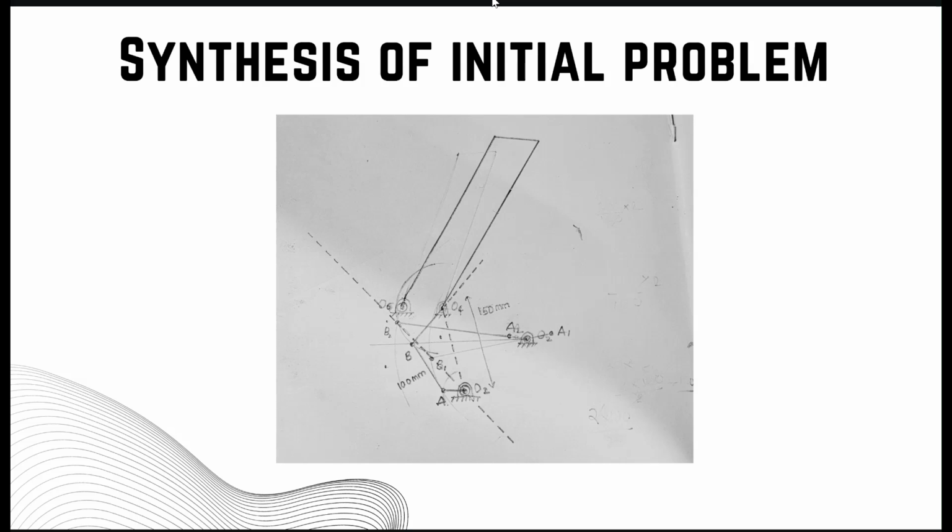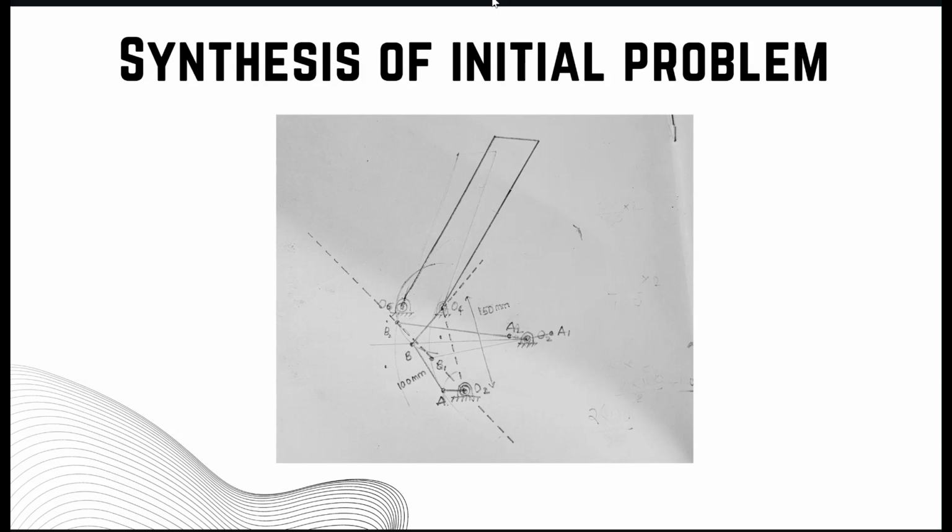Now we will go through the synthesis of the initial problem to avoid the quick return effect. The quick return effect is a mechanical phenomenon where a mechanism moves faster in one direction than in the opposite direction during its cycle. We are doing synthesis here to avoid the quick return effect. Here we can see the initial position of O2 and extreme positions of A and B, that is A1, A2 and B1, B2. O2 must lie on the line joining B1 and B2 to avoid the quick return effect.